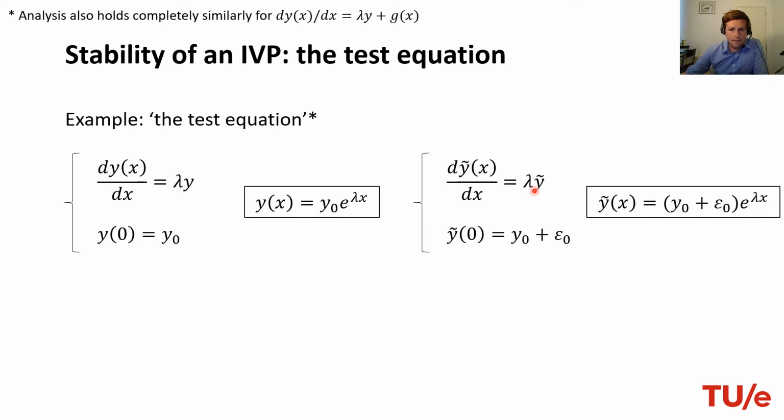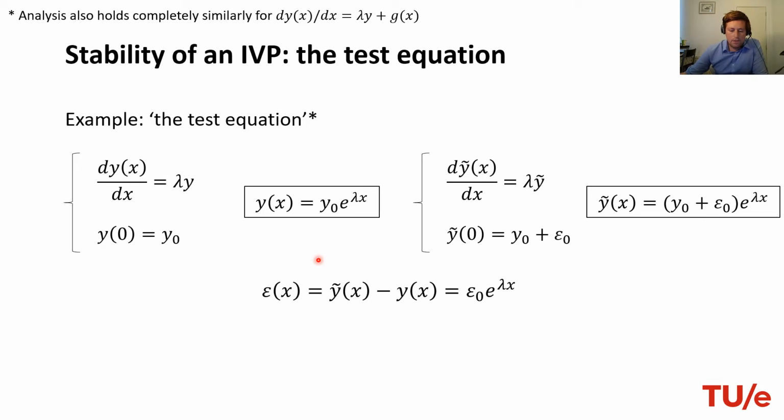Now we can easily solve these initial value problems. You can solve them analytically, by separation of variables. It's very straightforward. So the solution to the original equation is simply y naught times e to the power lambda x. For the perturbed one, the only difference is this constant over here: y naught plus epsilon naught times e to the power lambda x. And you can verify that this satisfies those equations and the initial conditions.